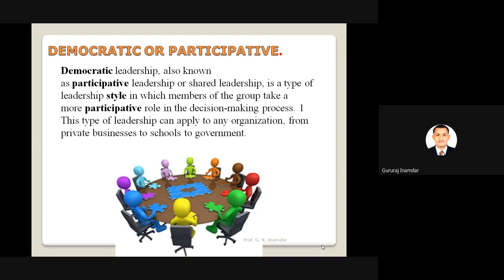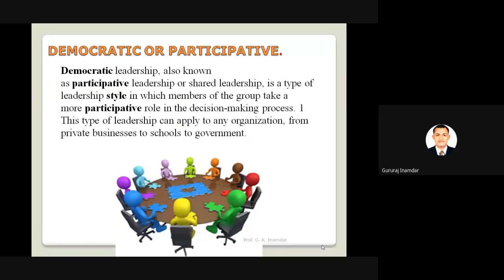So this democratic situation we have accepted for the last 70 to 75 years. Democratic leadership is something we have accepted as part of Indian culture, from private businesses to government. Overall, the democratic or participative group leadership style is the most common.